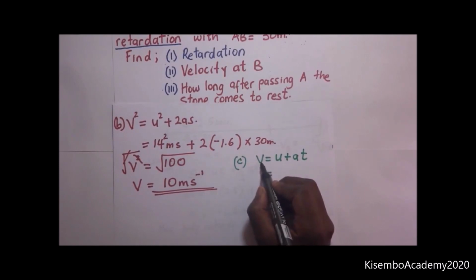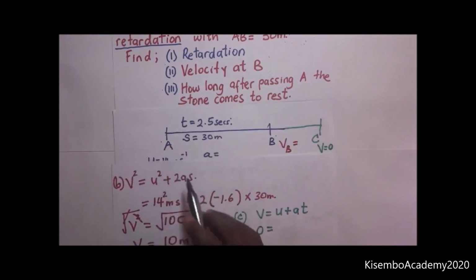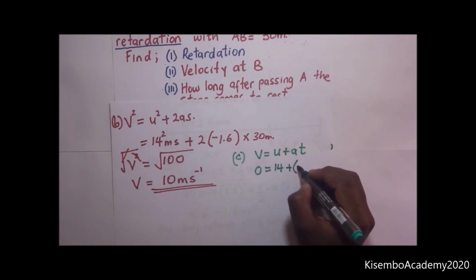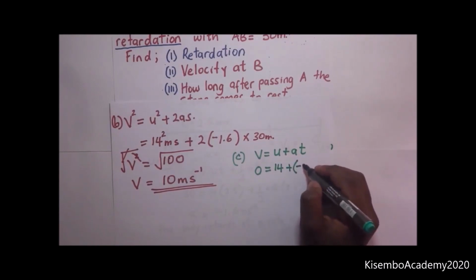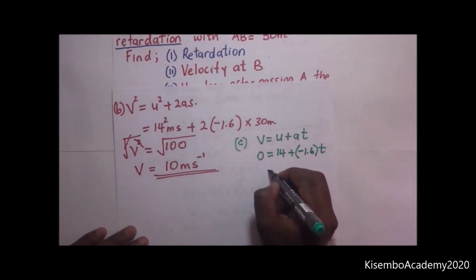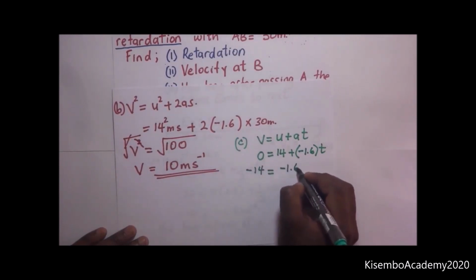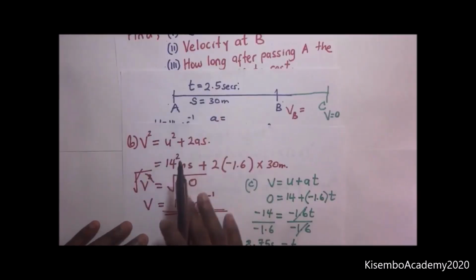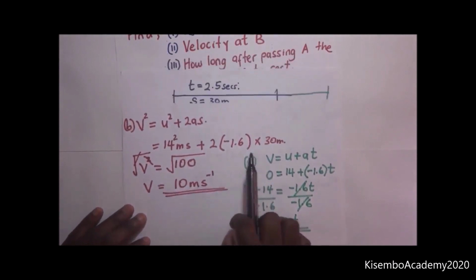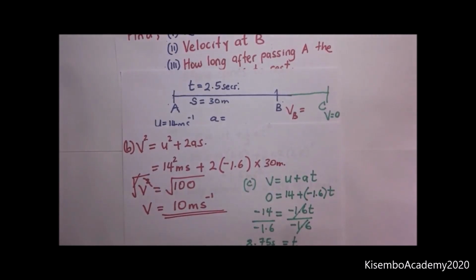So the final velocity here is 0, which is equal to the initial velocity. Our initial velocity in this case is 14 meters per second, so it is 14 meters per second plus our acceleration, which is still decelerating at a rate of 1.6 times time. So we find the value of t. When 14 comes here, it becomes negative 14, which is equal to negative 1.6 t. So after passing point A, the stone is going to travel for 8.75 seconds until it comes to rest. And it comes to rest when its final velocity is 0.